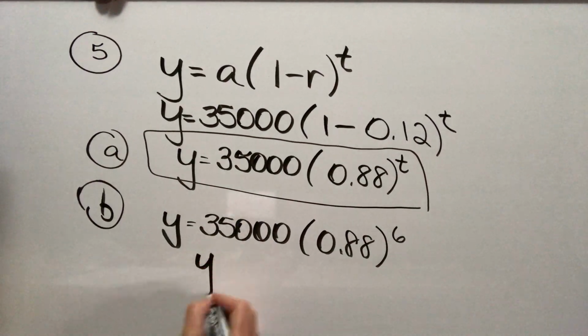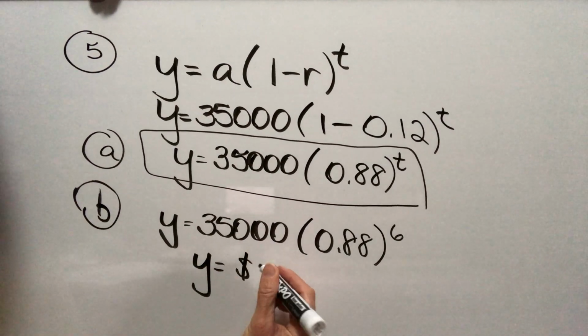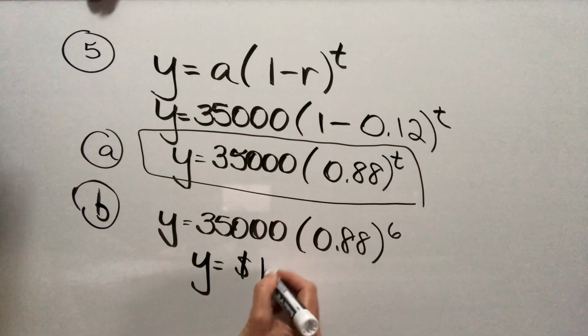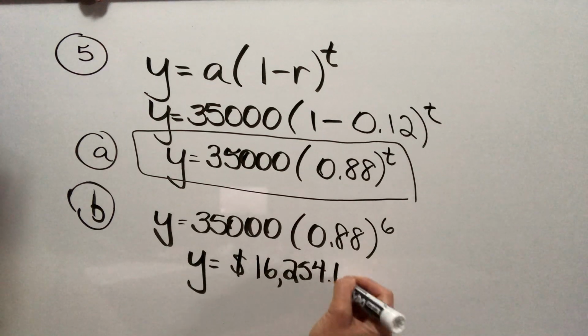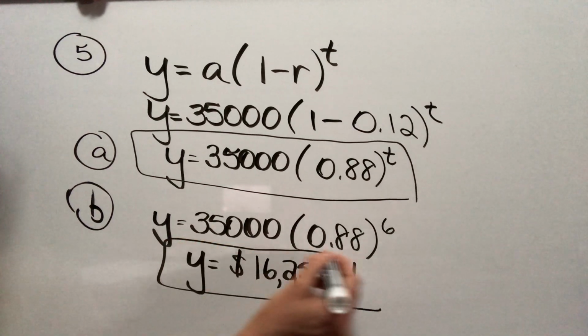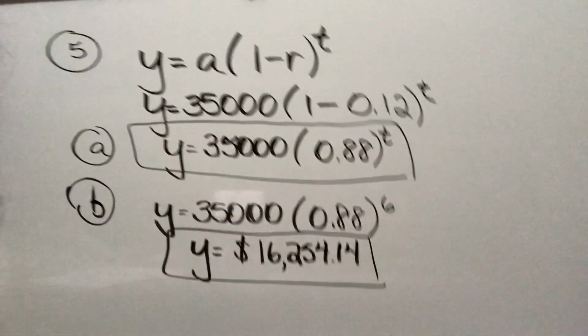Okay, so the final answer, I'm going to use a dollar sign since it's money, will be $16,254.14. Okay, so that's it for number 5.